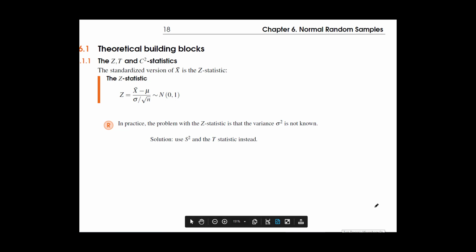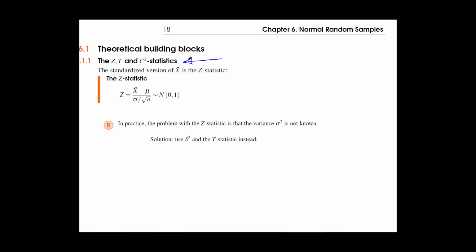All right, so we're ready to build up the theory. Basically, we're going to define 3 new random variables: the z, t, and chi squared statistics. And it turns out that with these 3 random variables, we're able to do everything we need to do in statistics at this level, right?